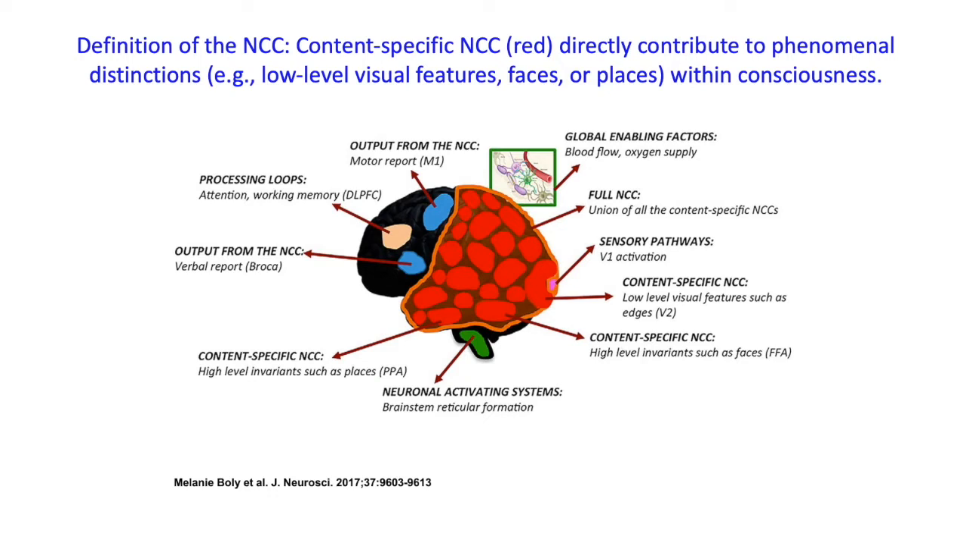Here, content-specific neural correlates of consciousness, or NCC, indicated in red, are defined as those areas directly contributing to phenomenal distinctions, for example, low-level visual features, faces, or places, within consciousness. The full NCC, outlined in orange, is constituted by the union of all the content-specific NCCs. The transition boundary that we observe is strikingly similar to the boundary between the full NCC and areas outside the full NCC.